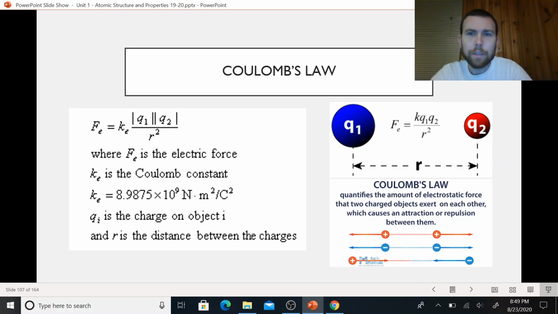Okay. So again, Coulomb's law communicates that, obviously, the closer the objects are to each other, the greater force they're going to exert on one another. The farther apart they are, the less attractive force they're going to apply on each other.